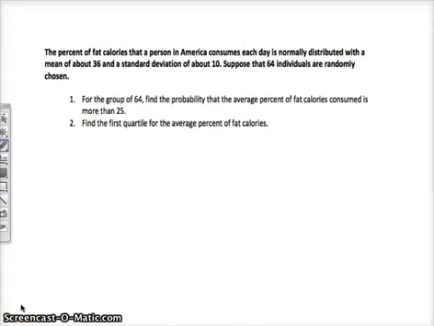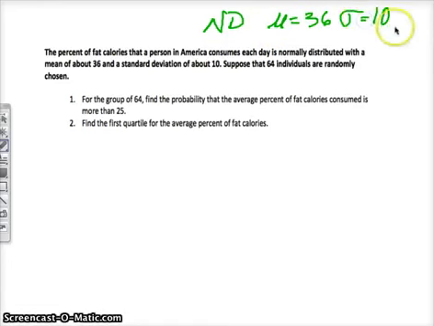Okay, here's the problem. The percentage of fat calories that a person in America consumes each day is normally distributed, with a mean of about 36 and a standard deviation of about 10. Suppose 64 individuals are randomly chosen. So now we're talking about 64 individuals, and we want to know something about this group.